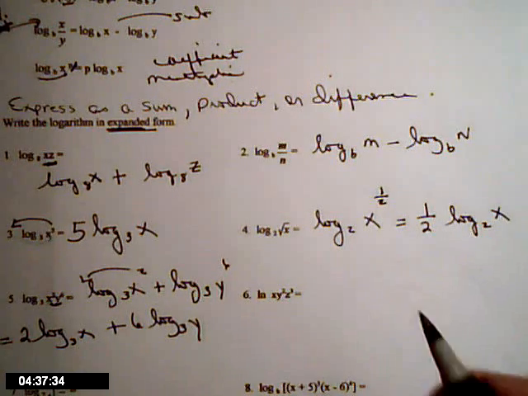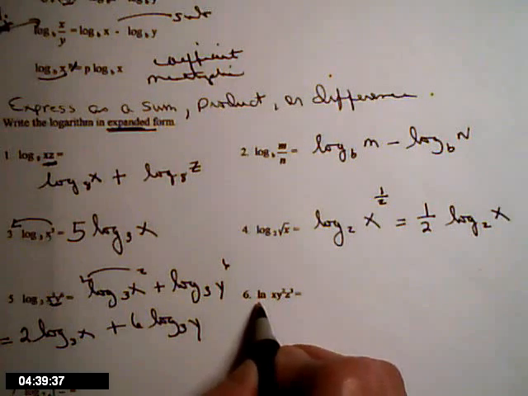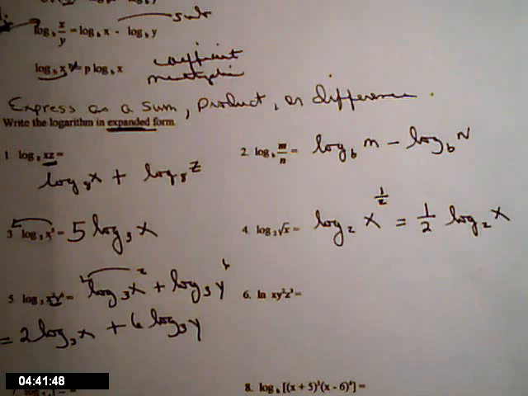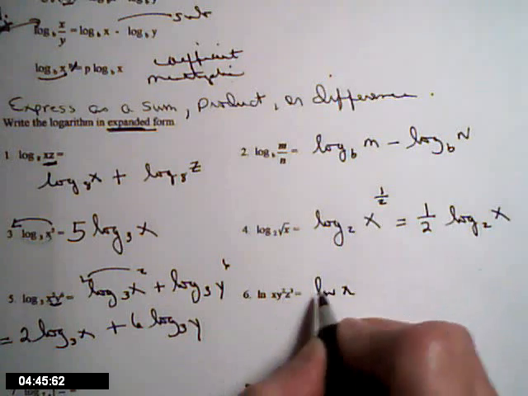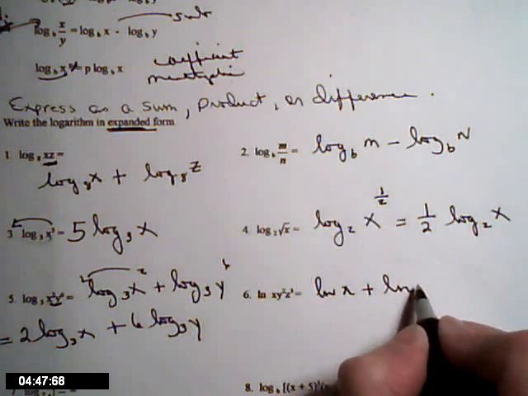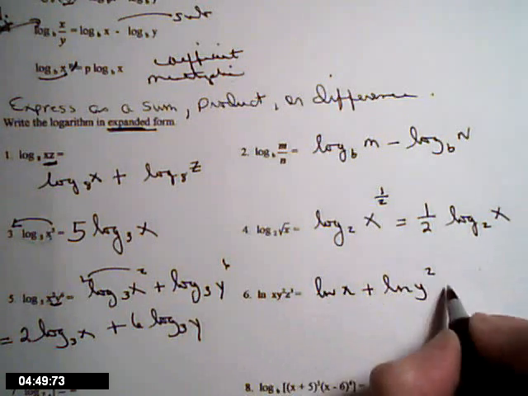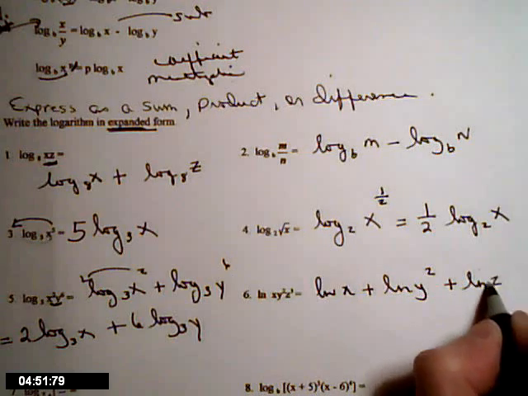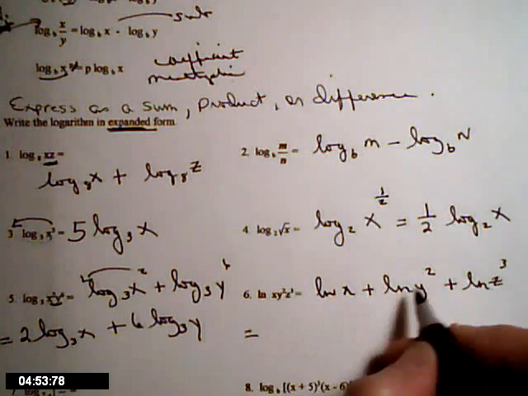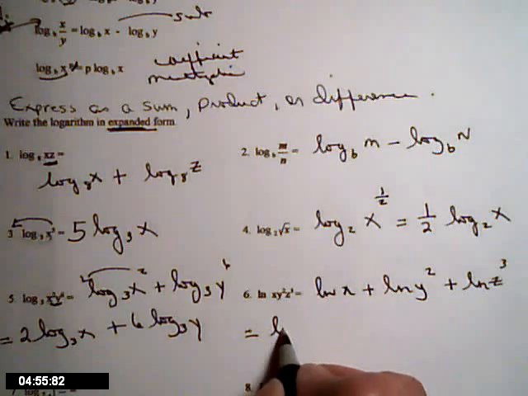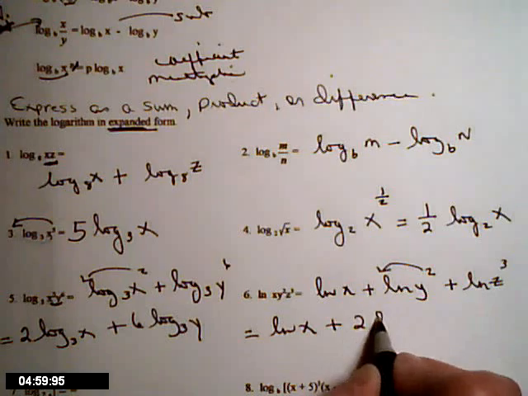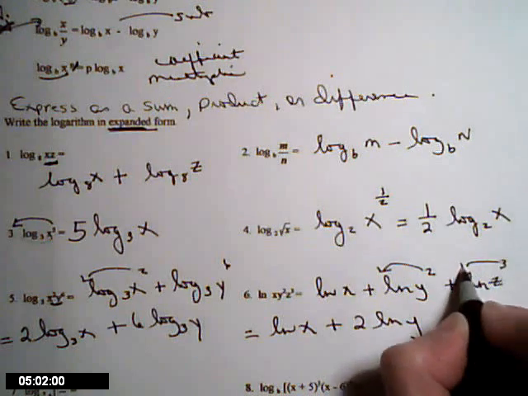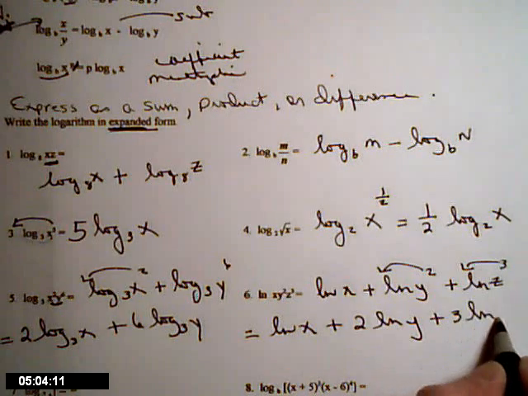Alright, another one just like it. The only difference in number 6 is that we're dealing with natural logs, ln, but you just use whatever your problem has. So we'll have natural log of x, there's a product, so we add, natural log of y squared, another product, we add, natural log of z cubed. Now we need to bring our exponents in front, so we'll have natural log of x plus, bring the 2 over, 2 natural log of y, bring 3 over, plus 3 natural log of z.